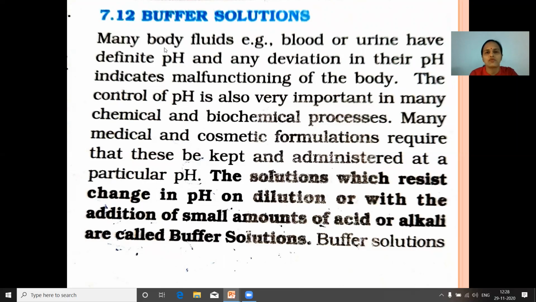You should know the definition of this buffer solution. The solutions which resist change in pH on dilution or with the addition of small amounts of acid or alkali, they are called buffer solutions. So remember the definition: the solutions which resist change in pH on dilution or with the addition of small amounts of acid or alkali, they are called buffer solutions.